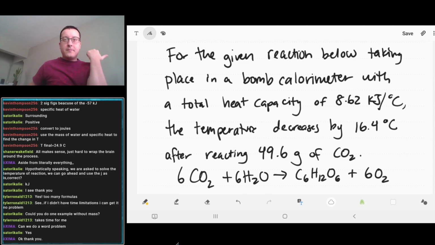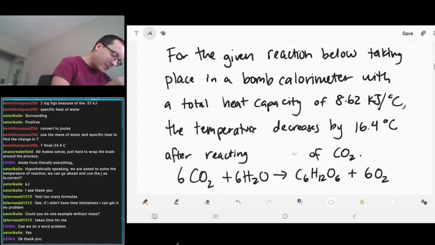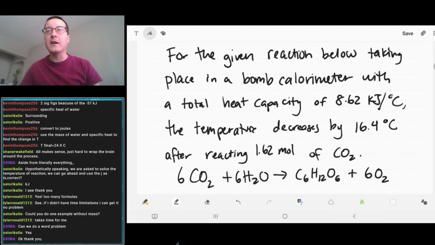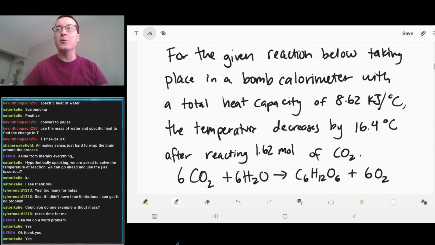Word problem. Doesn't have mass. I assume you meant mass for the calorimeter. You'll always have to have a mass of something to find the moles. So I could just give you moles, actually, but fine. There. Now it's moles. So no mass this time, and it is a word problem.